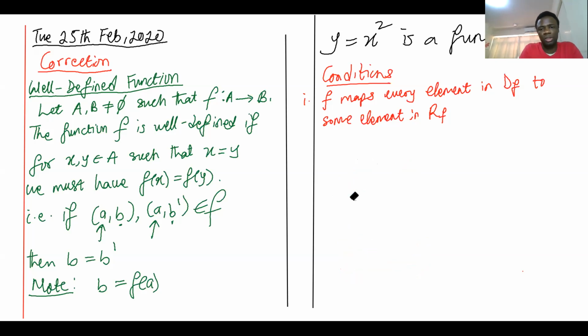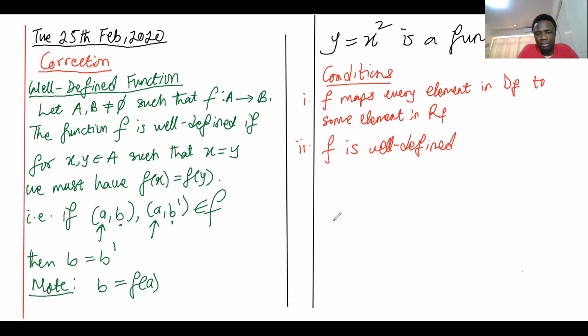The second condition is that F must be well defined. So these are the two criteria. The first one is satisfied because if you take R as the domain now, every member of R can be substituted. Every member of R can be substituted.